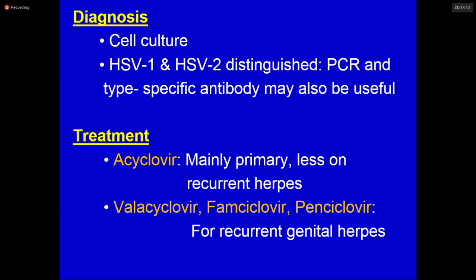Treatment: acyclovir for the primary. Acyclovir is less effective on the recurrent herpes. Valacyclovir, famciclovir, penciclovir are usually used for recurrent genital herpes. So you should know this base. Acyclovir for the primary. The other three, val, fam, and pen, are used for recurrent genital herpes.